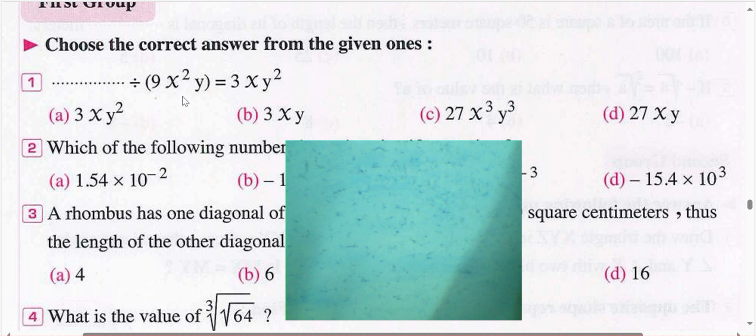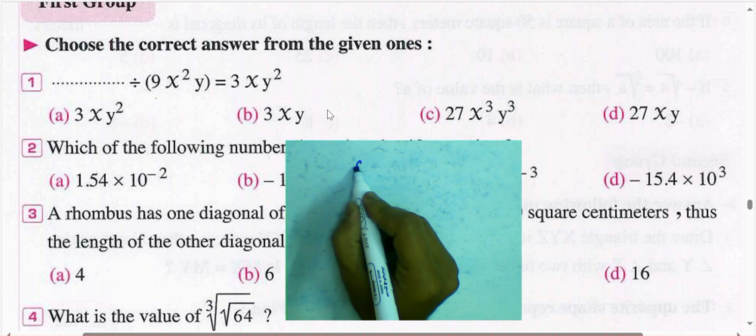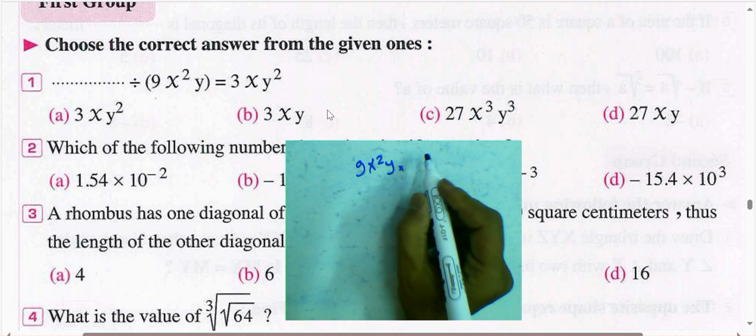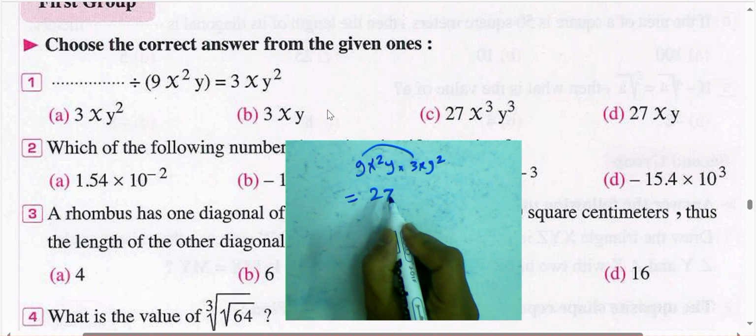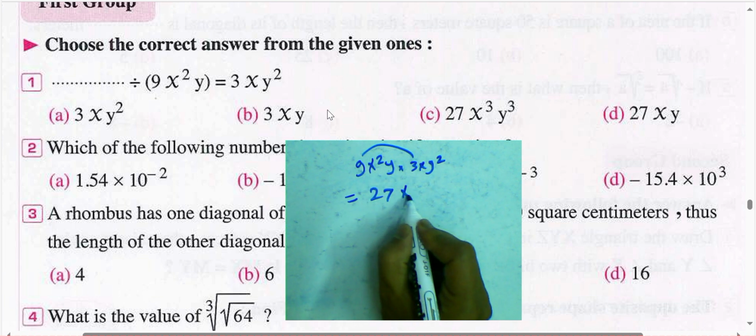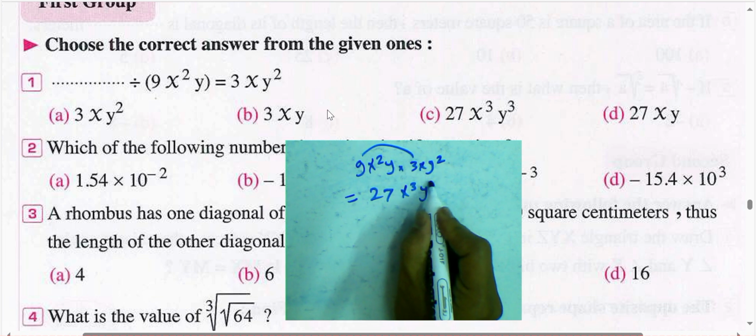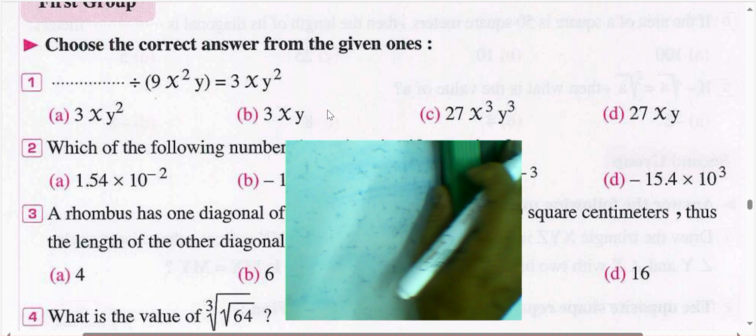The dividend equals the divisor multiplied by the quotient. So the dividend will be equal to 9x power 2y, product by 3xy power 2. Then 3 times 9 equals 27, and x power 2 times x equals x power 3, and y times y power 2 equals y power 3.